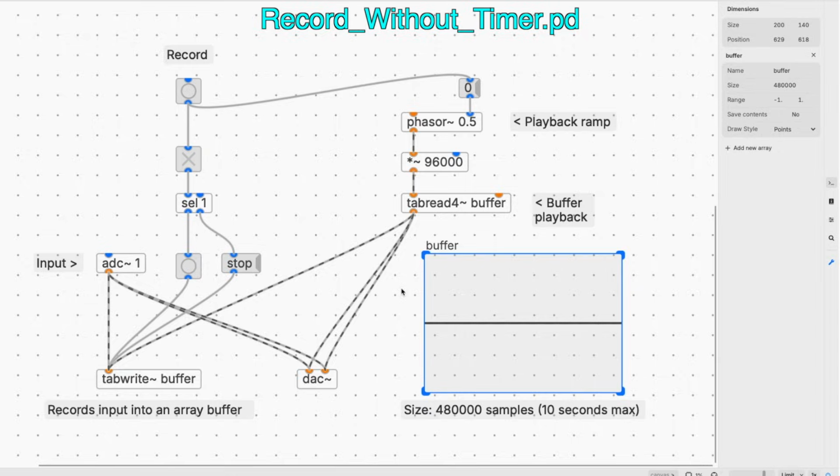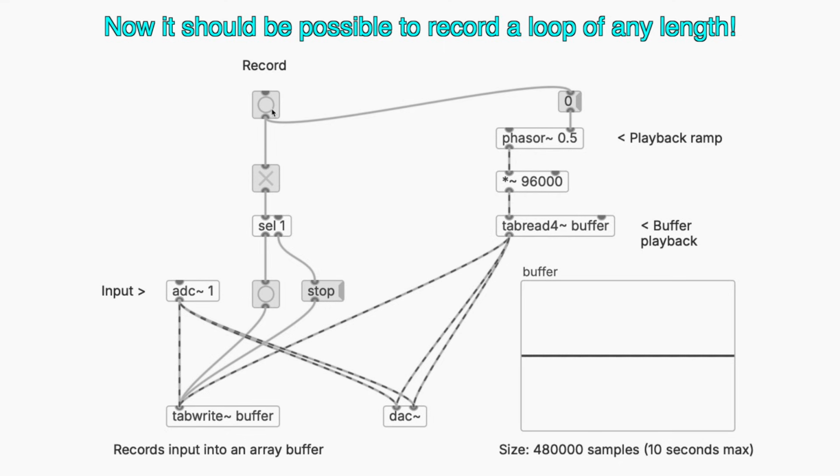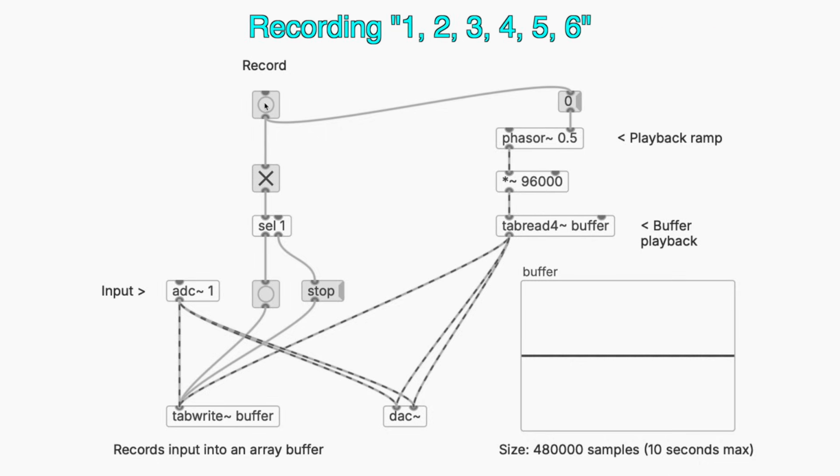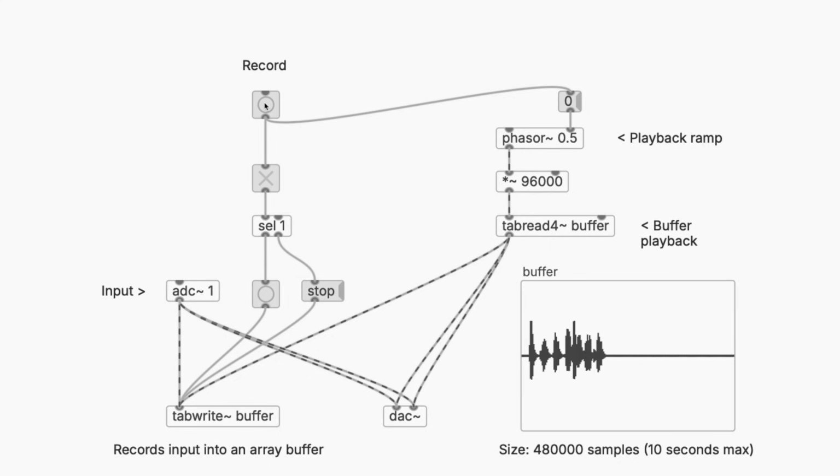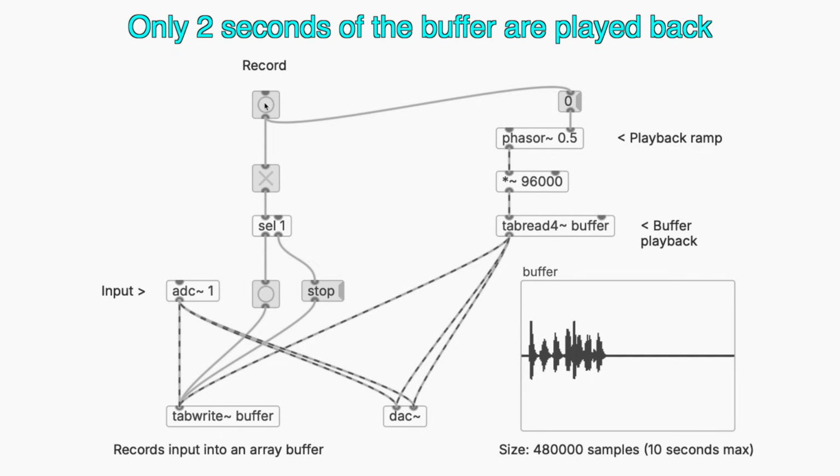Okay, then I'll just increase the buffer size to 10 seconds and add a stop message to dispatch. Now I should be able to create a loop of any length shorter than the max 10 seconds, right? 1, 2, 3, 4, 1, 5, 2, 6, 3. So the issue is that only 2 seconds of the buffer are played back because the phasor~ and times~ values are set for a 2-second long loop.